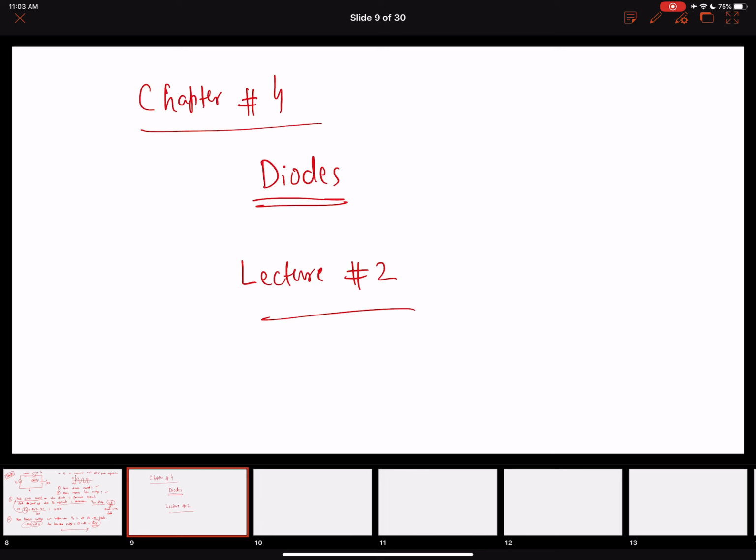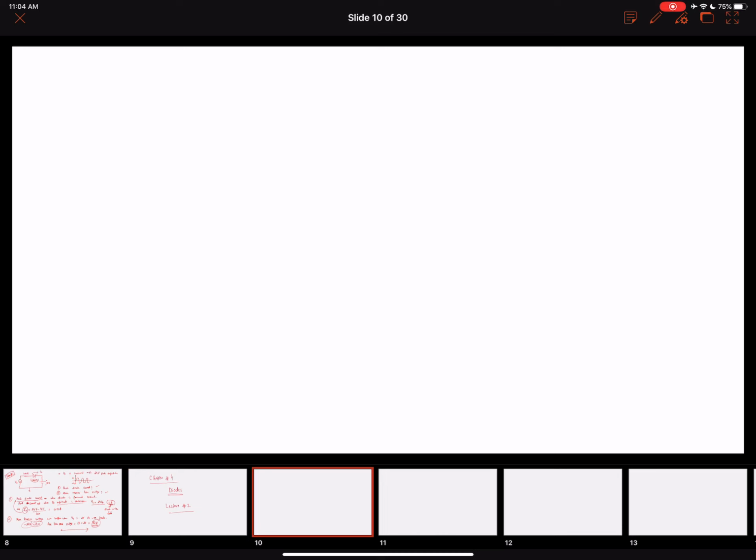Today we are going to do one more application of the diode: how we can build logic gates using diodes. We are going to do the OR gate and the AND gate, and then we will do a couple of examples on how we solve diode circuits. Okay, so let's start with the lecture today. It's diode logic gates.